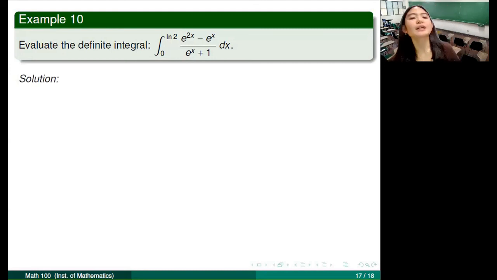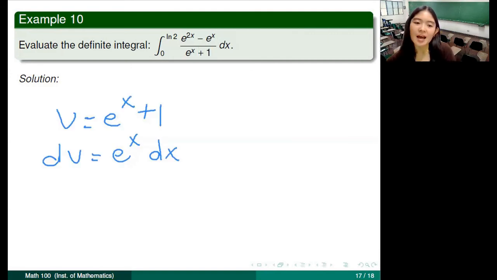Sige, ano kaya ang pwedeng u dito? Try natin i-predict kapag nilet u natin ang e raised to x plus 1, what is our du then? Ang du natin ay e raised to x then, tapos times dx. The plus 1 just vanishes. The next question is this e raised to x dx na factor found here in our integrand?